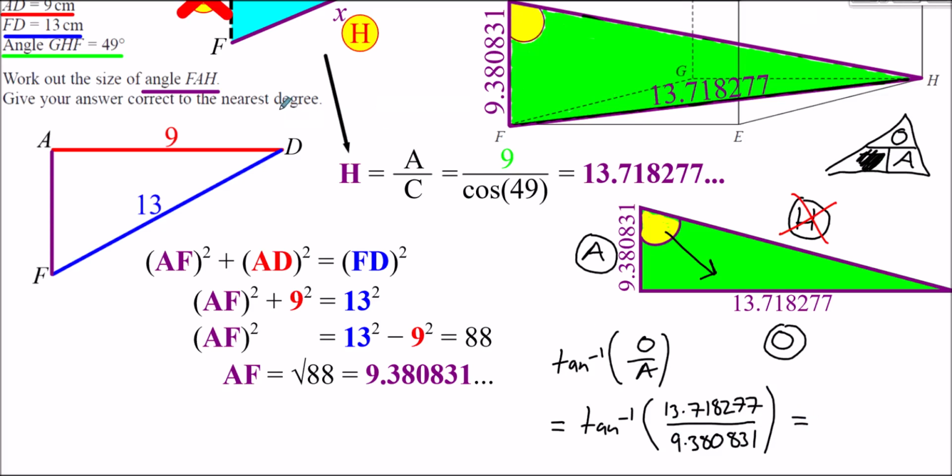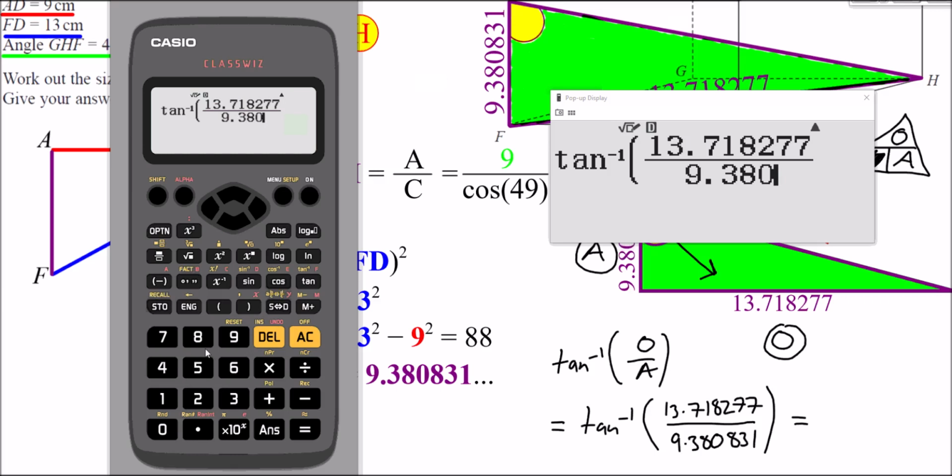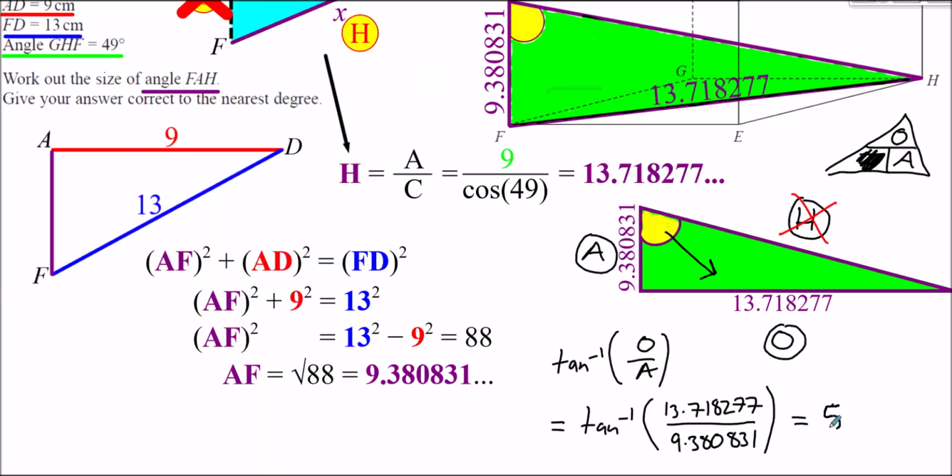Then after we can round it to the nearest degree, but not before. So shift tan minus 1, press fraction, put 13.718277 on top, and on the bottom put 9.380831. Close brackets, press equals. We get 55.6. Round that to the nearest degree. 55.6 will round up to 56 degrees. That is not an easy question. Well done if you manage to get 56 degrees.